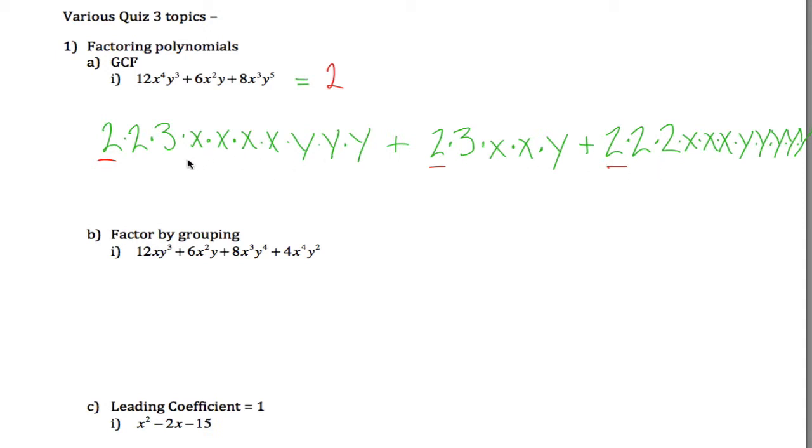They all have an x in common. In fact, they all have 2 x's in common. But we can't pull out any more x's because this one doesn't have any more x's. Finally, they all have a y in common. But I can't pull out any more y's because this doesn't have any more y's left. So what I've pulled out is a 2, 2 of these x's, and 1 of these y's. And what I'm left with over here is a 2, a 3, 2 of these x's, and 2 of these y's.